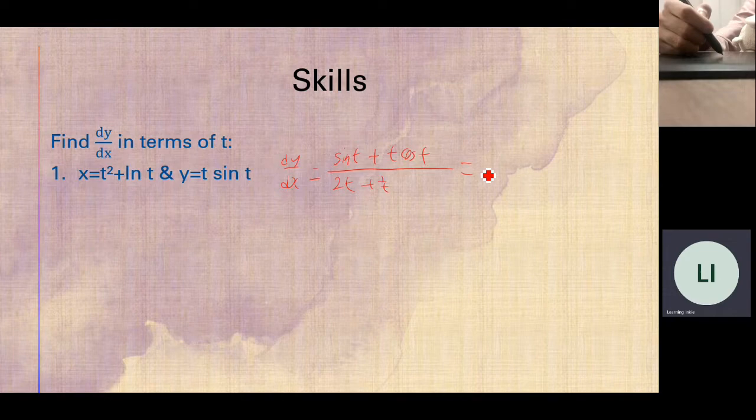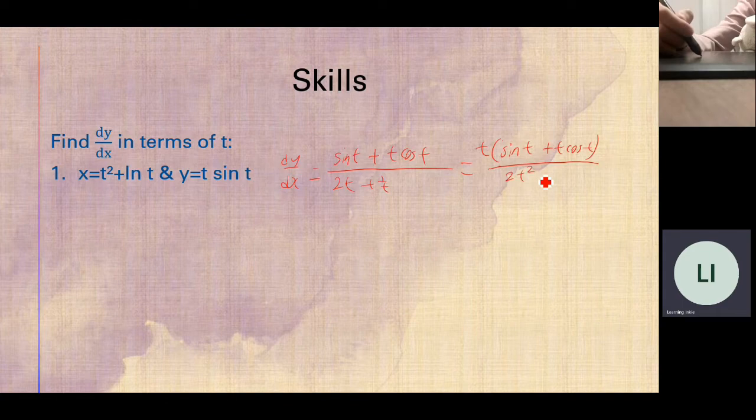Multiply throughout by t on both sides. Actually, you can factorize the t on top, we don't have to really add it in, so t bracket sine t plus t cosine t. Again, be careful if your plus sign looks like a t, so don't confuse yourself. And below, 2t squared plus 1.